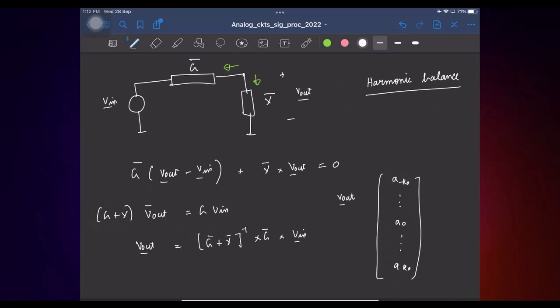Because we have to solve this for each frequency, right? This is for F minus K naught F_s, this is for F. When you expand it, this matrix, V out will have similar entries. So each row corresponds to one particular frequency. So the tool will try to find out these coefficients so that this entire relation is satisfied. Okay, let's stop.